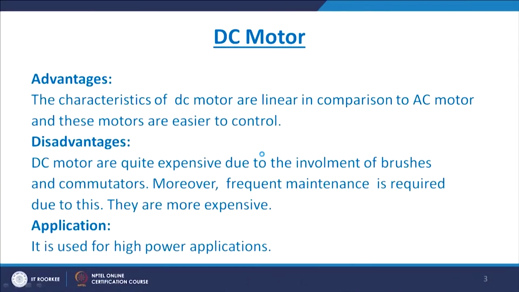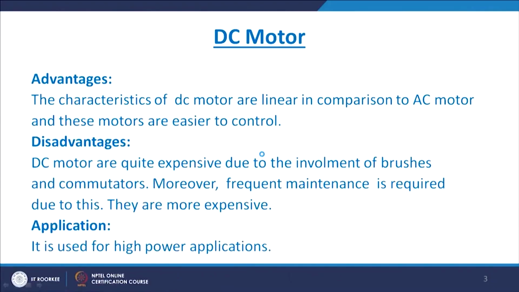Now, about the DC motor, the characteristics of DC motor are linear in comparison to AC motor, and these motors are easier to control. If you see the control aspects, these motors are very easy to control. Then there are some disadvantages. The DC motors are quite expensive due to the involvement of brushes and commutators. Naturally the size increases, and again we have to maintain these brushes and commutators, and therefore it is quite expensive.